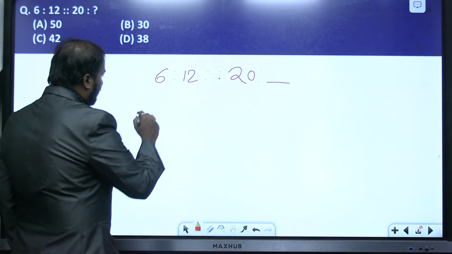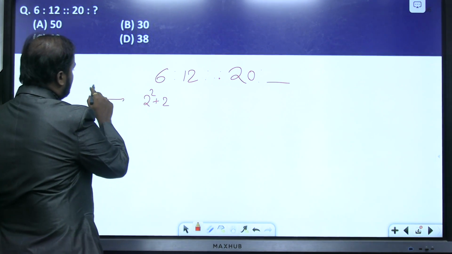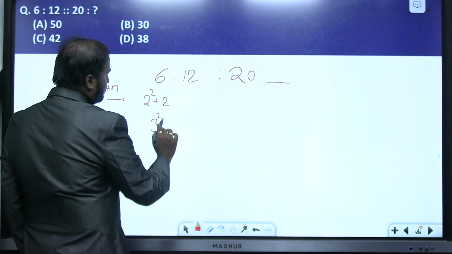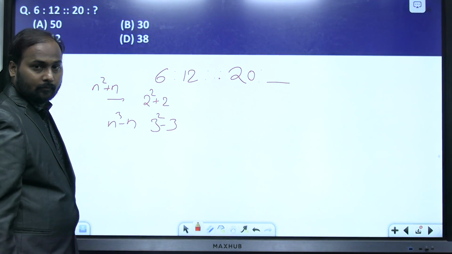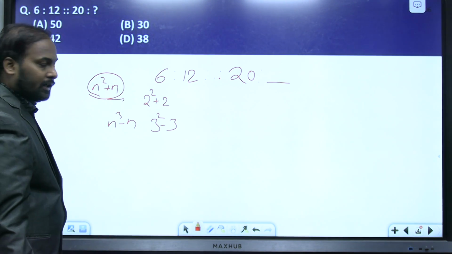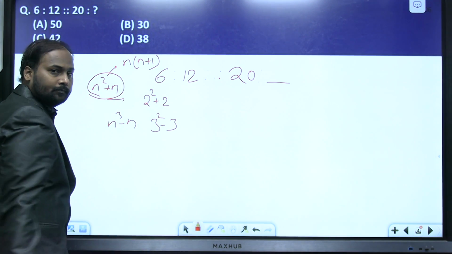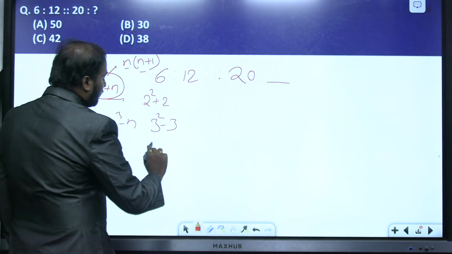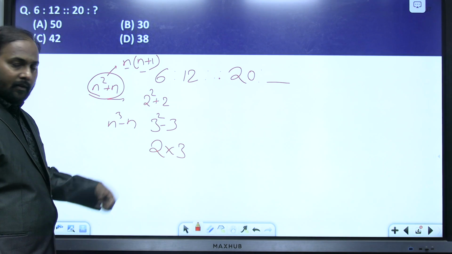I can write 6 as either 2 square plus 2. That means the format is n square plus n. Or I can write it as 3 square minus 3. It means it is in the format of n cube minus n also. Now anything that is in the form of n square plus n, I can write as n into n plus 1 also. So the same 6, can't I write it as 2 into 3? Yes or no? N into n plus 1 format. So you can represent it either way.